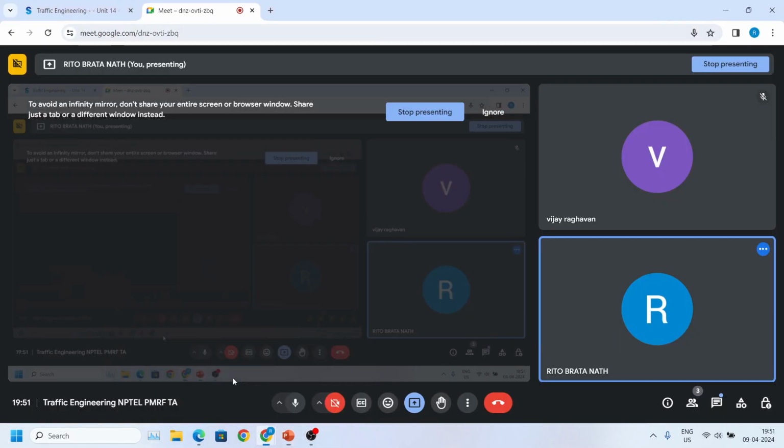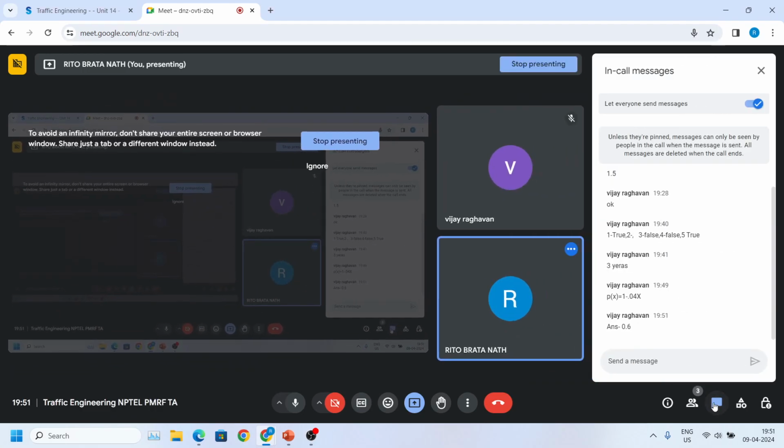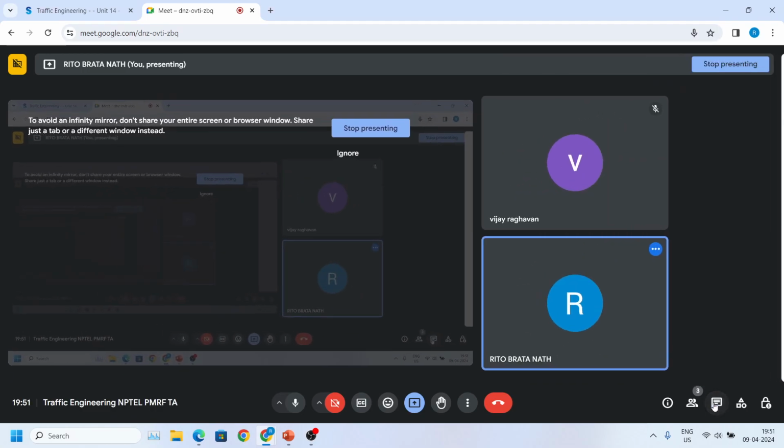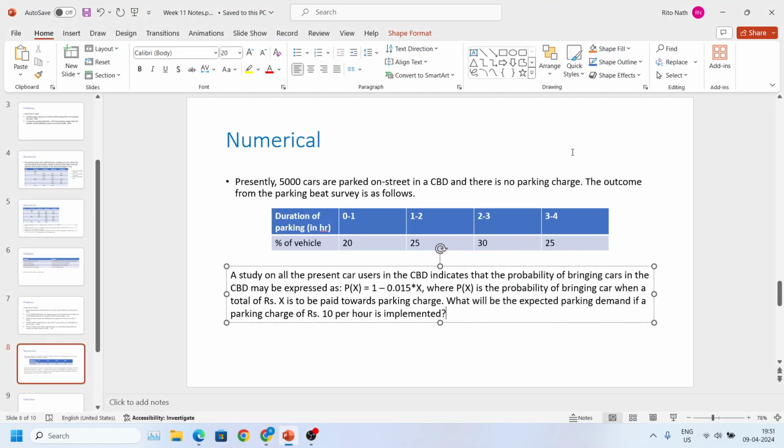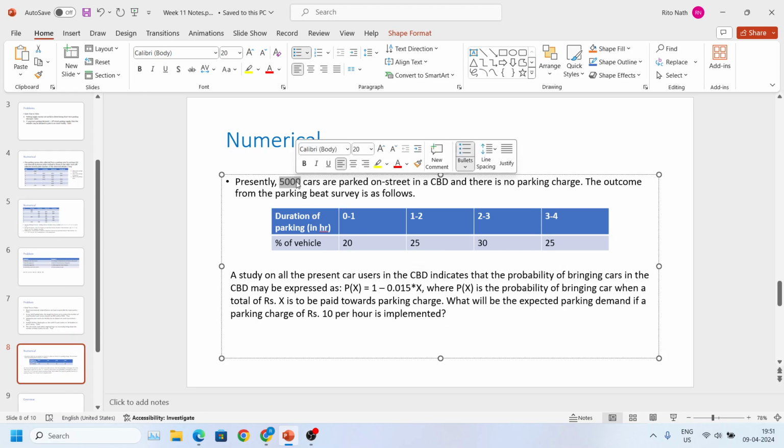Okay, so the answer is 0.6. Well, no, the answer is not 0.6. How did you get 0.6? Can you explain? Because this asks for expected parking demand. 5,000 is the original demand. Now your expected parking demand is being asked, so it shouldn't be a fraction. It should be a whole number. 0.6 is not at all correct.